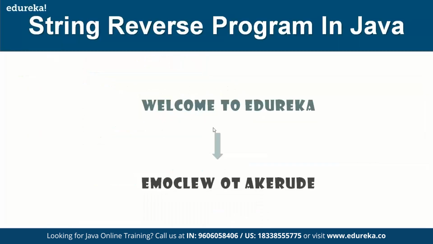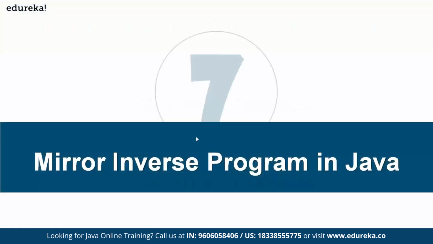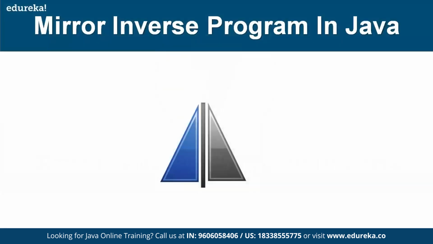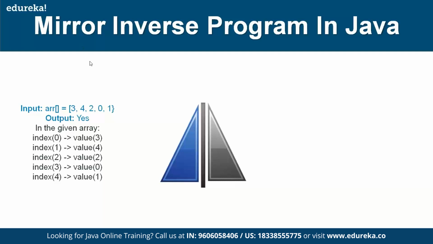The another one which we want to do is mirror inverse program. So I'll just tell you the logic of that. What do you mean by mirror inverse? So mirror inverse is nothing but this is an array. So there is a mistake. This is curly braces, so that should be curly braces. It's not square braces. It should be curly braces. It's an array, arr, array 3, 4, 2, 0, 1.